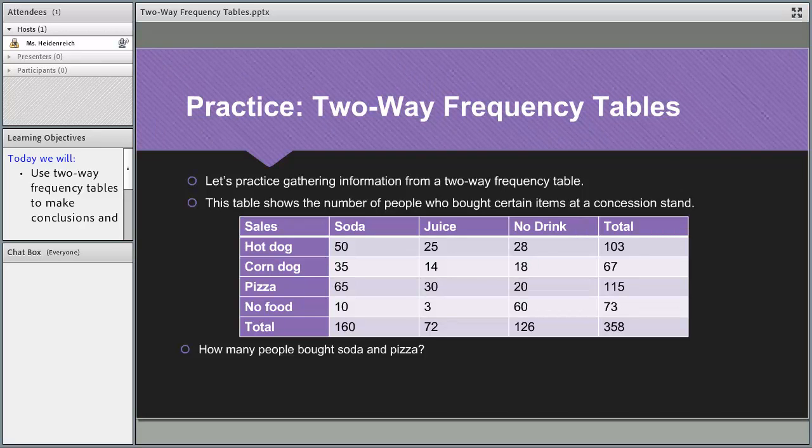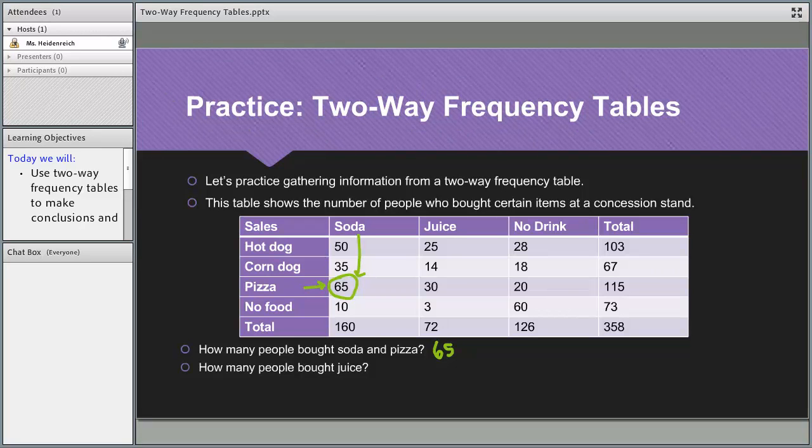How many people bought soda and pizza? We find the intersection of those two pieces of information. We have 65 people, it looks like, between our soda column and our pizza row. So 65 people bought both soda and pizza. Now, different numbers of people bought soda and other items, but we cared about only people who also bought pizza.